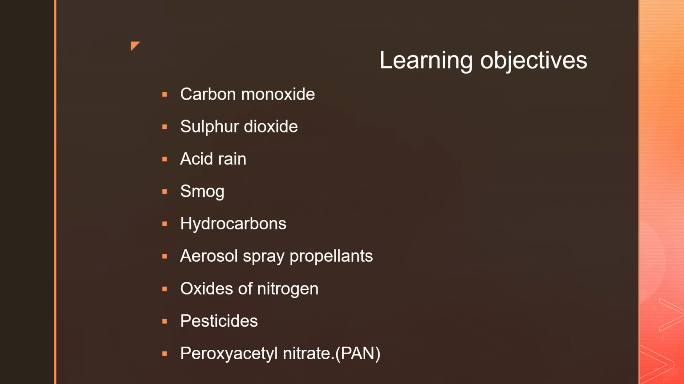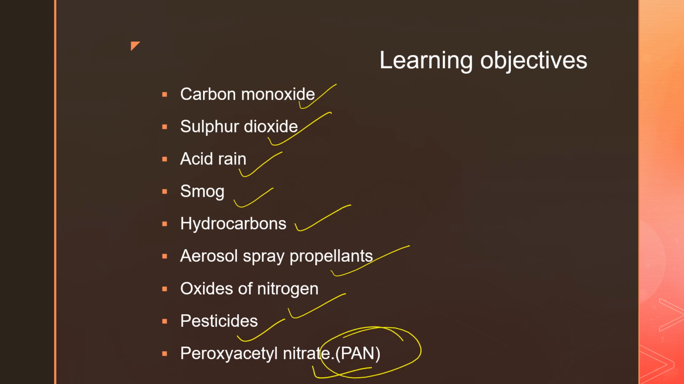Now, what are the learning objectives of today's lesson? Today we are going to study carbon monoxide, sulfur dioxide, acid rain, smog, hydrocarbons, aerosol spray propellants, oxides of nitrogen, pesticides and peroxyacetyl nitrate or PAN. So these are very important, and we are going to discuss them today.